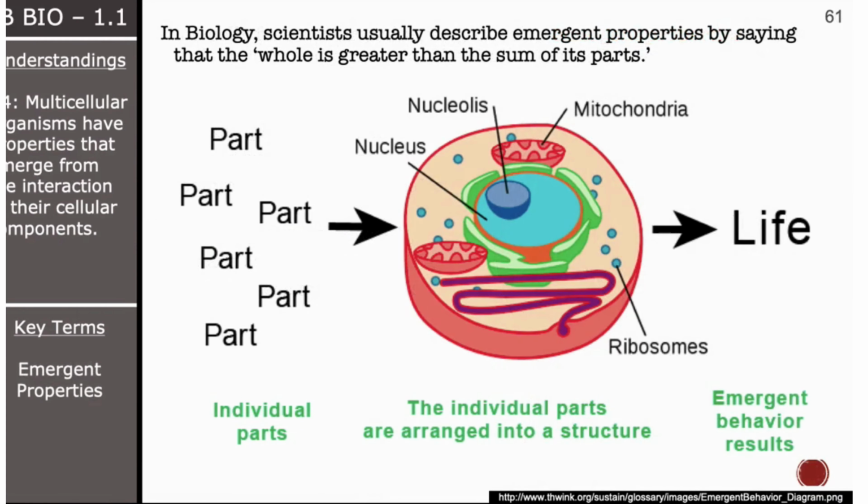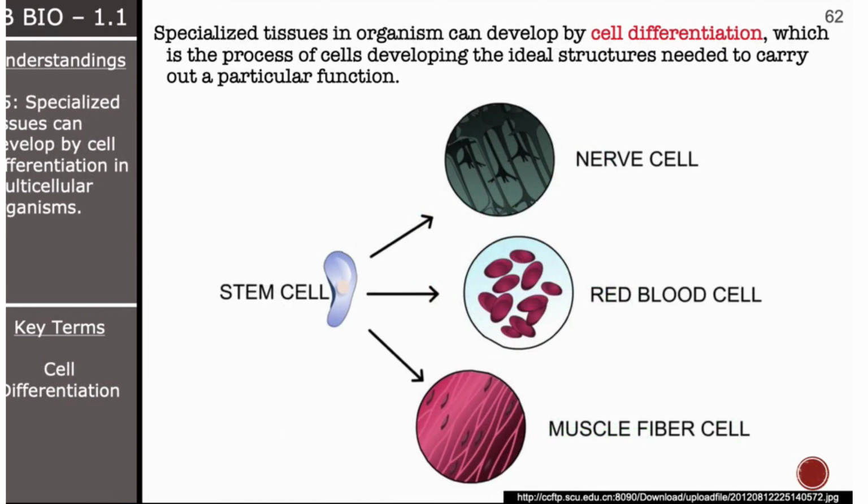So here we have the specialized tissue in an organism, which can develop by cell differentiation, the process of cells developing the ideal structure needed to carry out a particular function. In our body, all different cells come out from the stem cells. Stem cells are very important because they can differentiate and turn into different tissues and cell types, such as nerve cells, red blood cells, and muscle fiber cells.